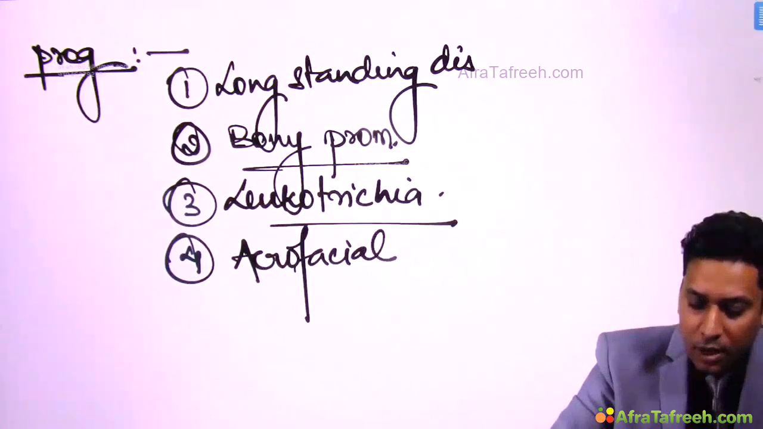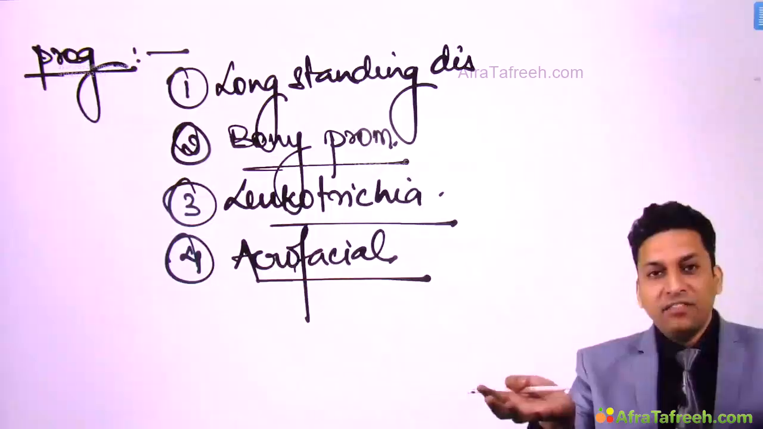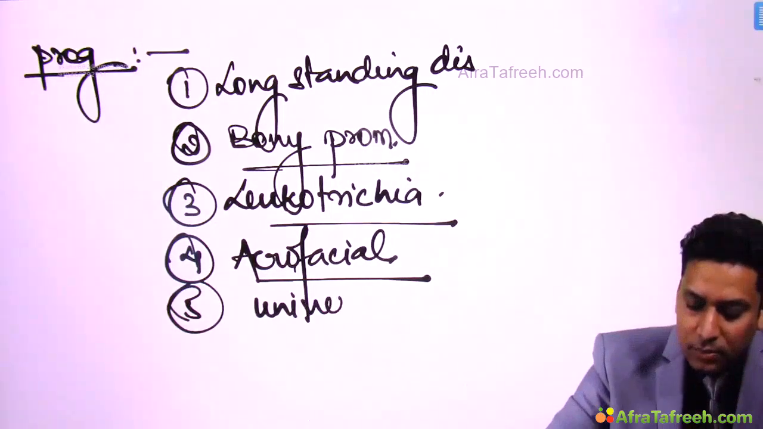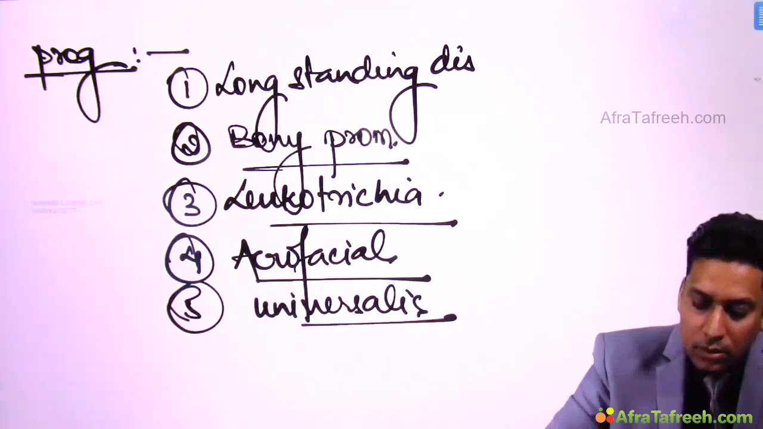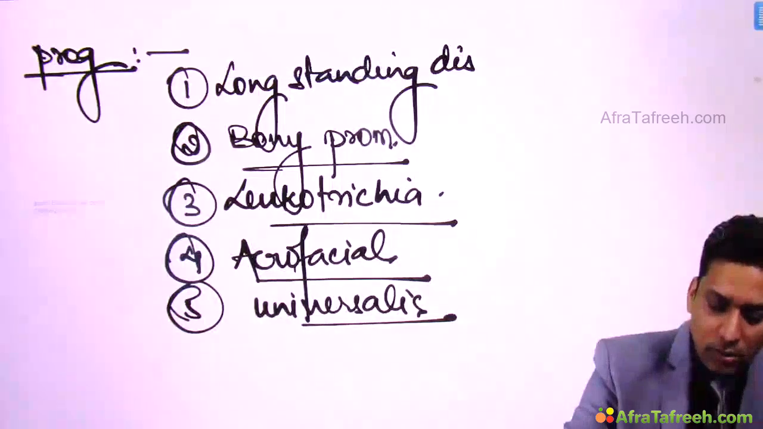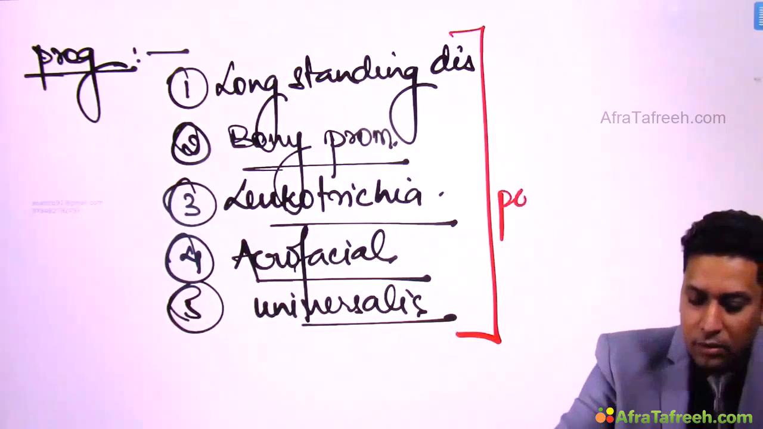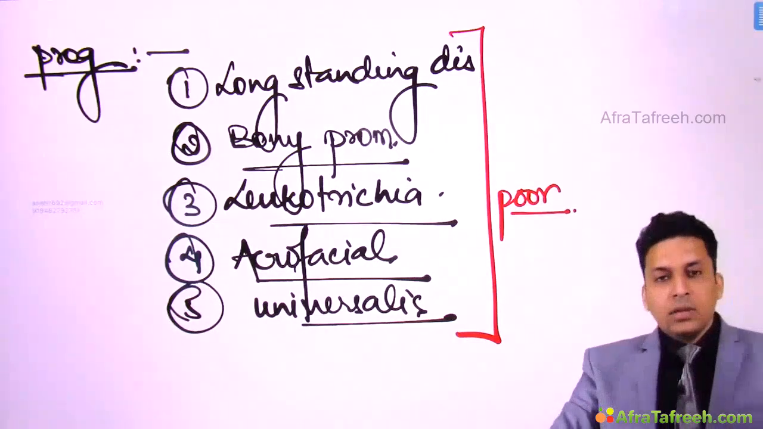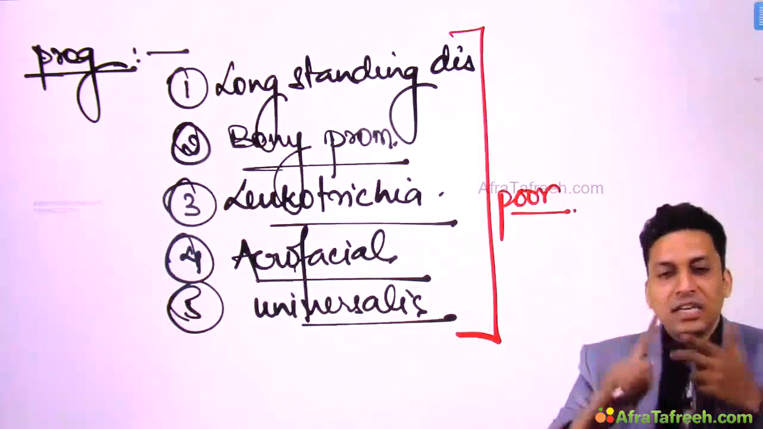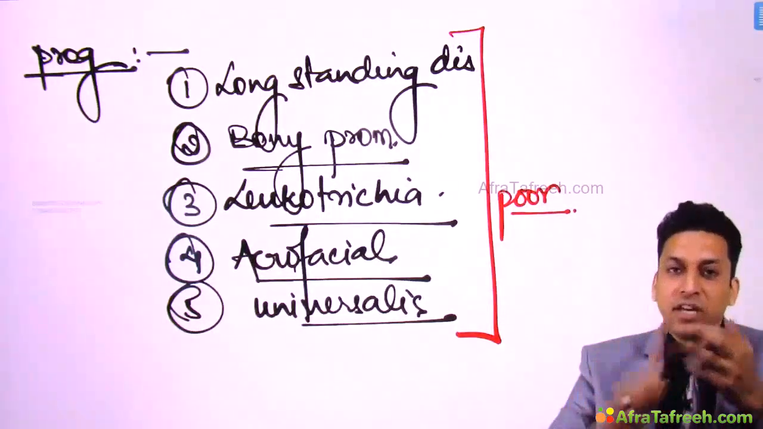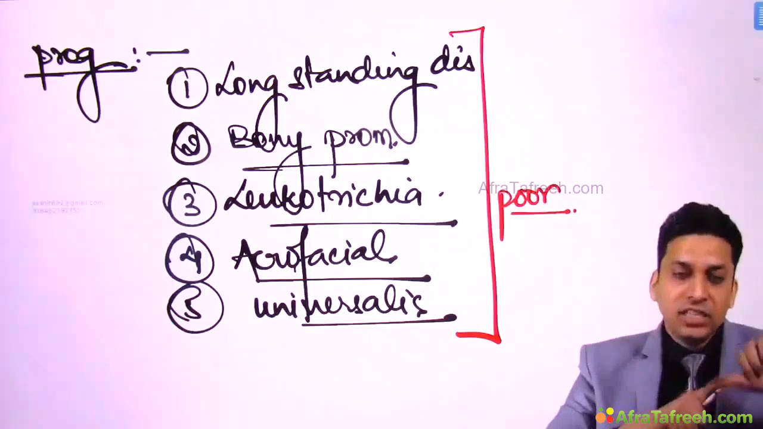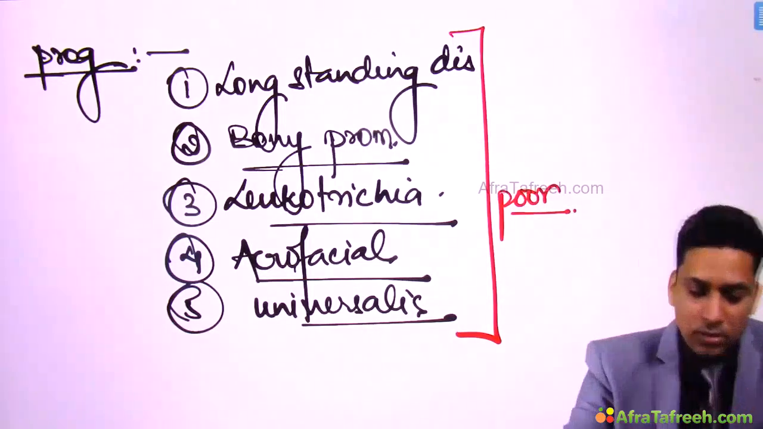Acrofacial type, when the lesions are present over hand, feet and face, and universalis type, all these have poor prognosis. So these types have poor prognosis. So remember, long standing disease, lesions over bony prominences, hair follicles that have also lost the pigment, acrofacial type, or majority of the skin involved, all these have poor prognosis.